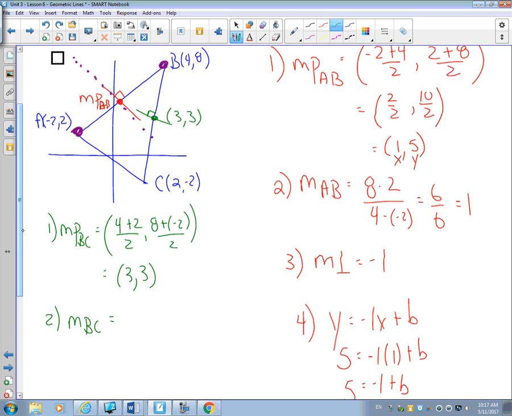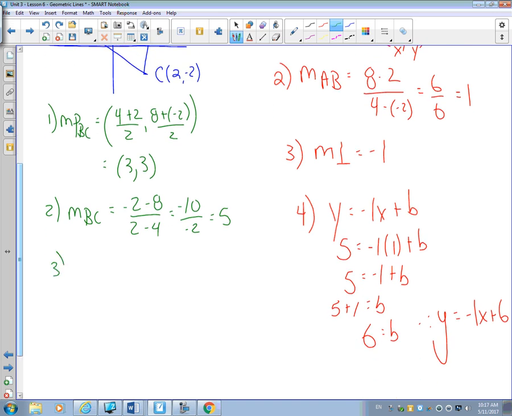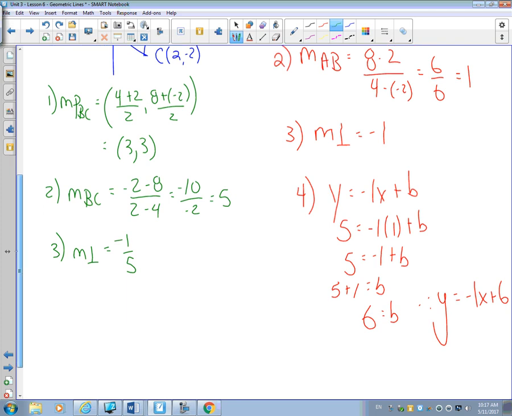So you can see our points here. BC. So I need to do -2 minus 8 for the y's, and 2 minus 4 for the x's, which is, sorry, -10 over -2, which is 5. That's not my slope. My slope is perpendicular to that. So I have to flip it over, 1/5, and change the sign. It has to become a negative.